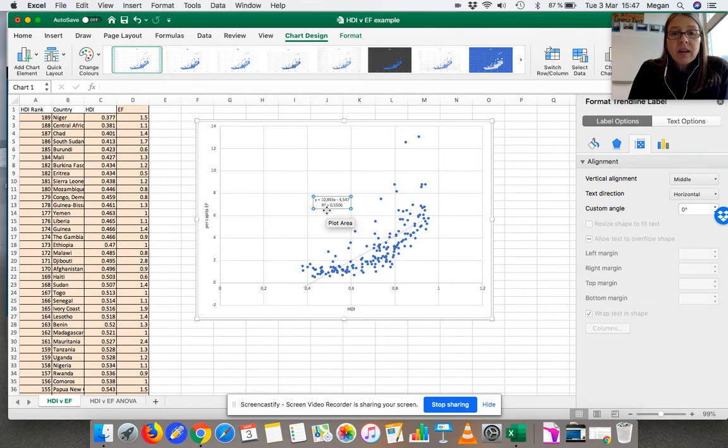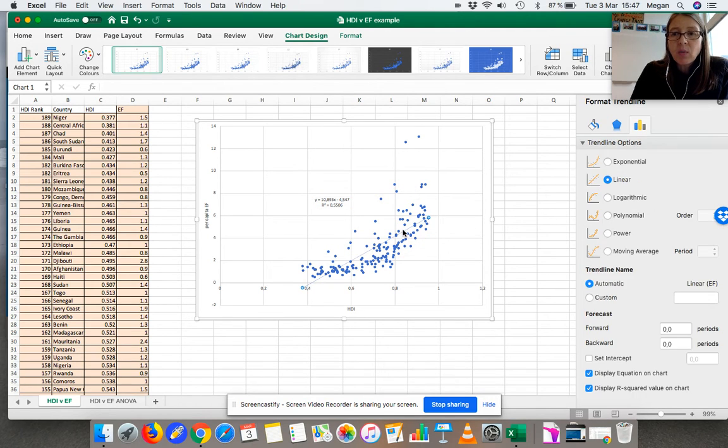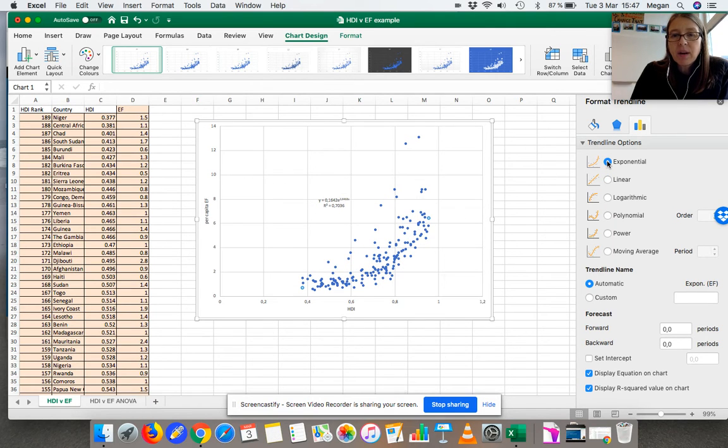So this one goes from 0 to 1, my R-squared value. And the closer it is to 1 means the stronger the fit of the data is to that line of best fit that you selected. So 0.55, it's not super strong. It's showing that there's a relationship there. But I think there's probably something else going on with this data. It seems to be more of an exponential movement here. So I'm going to select exponential.